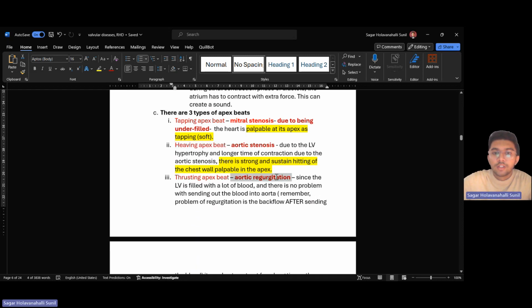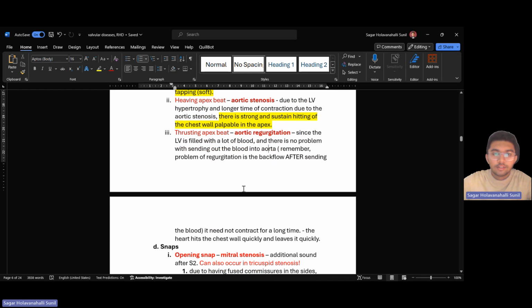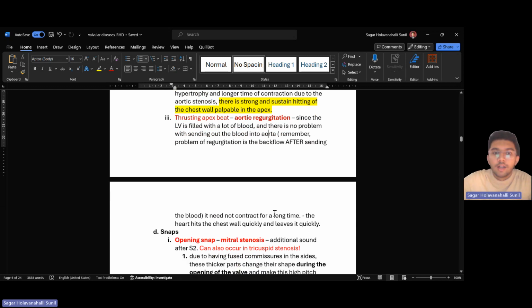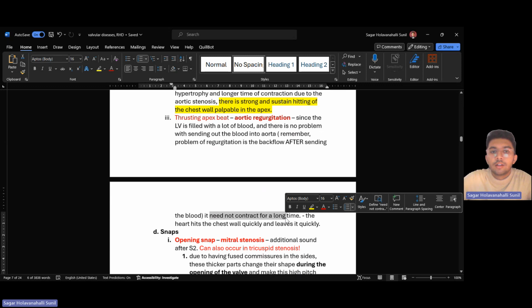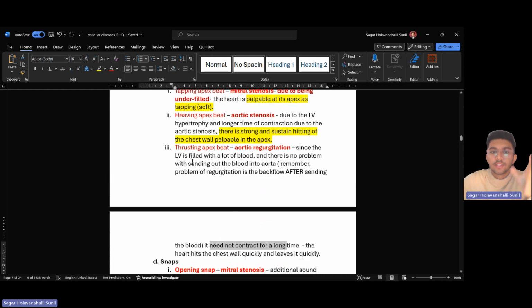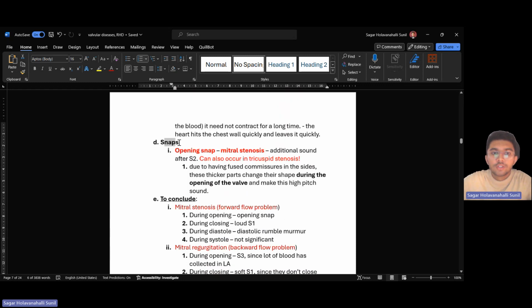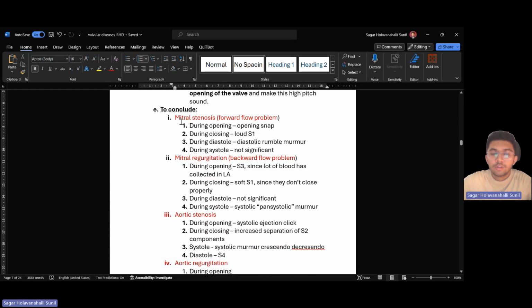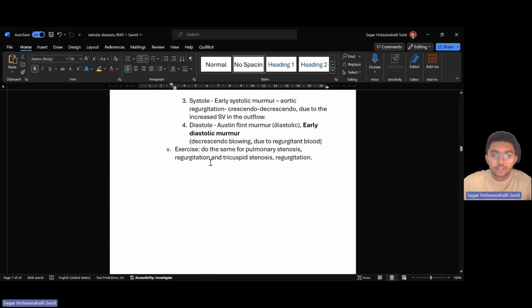Finally, in the case of aortic regurgitation, the left ventricle again is filled with a lot of blood. And here there's no problem in sending out the blood into the aorta. However, there's a backflow of blood after sending some of the blood into the aorta. Therefore, in this case, the ventricle does not contract for a very long time. And here the heart hits the chest wall quickly and also leaves it quickly. So this is a thrusting apex beat. Now, you also have some snaps, and this is just a conclusion of the different kinds of sounds that you can hear.